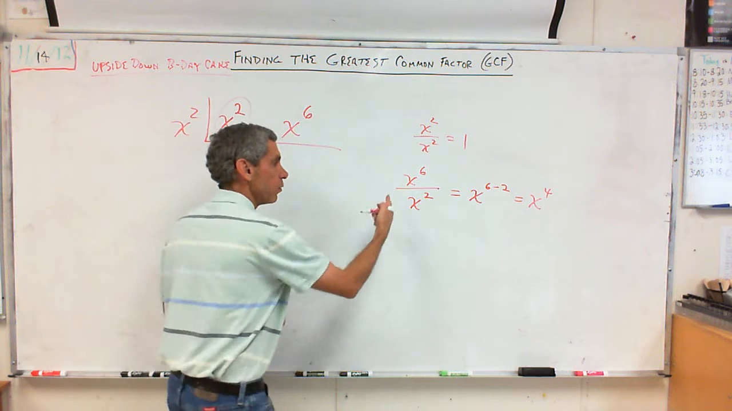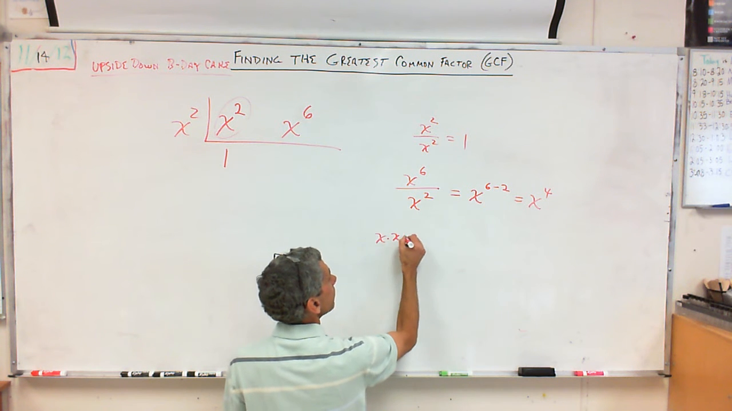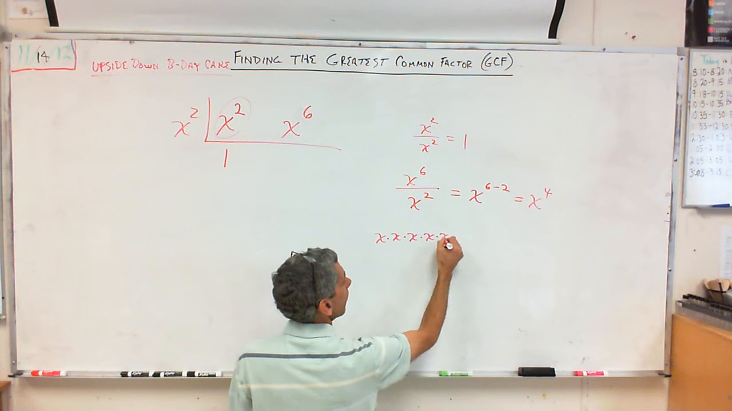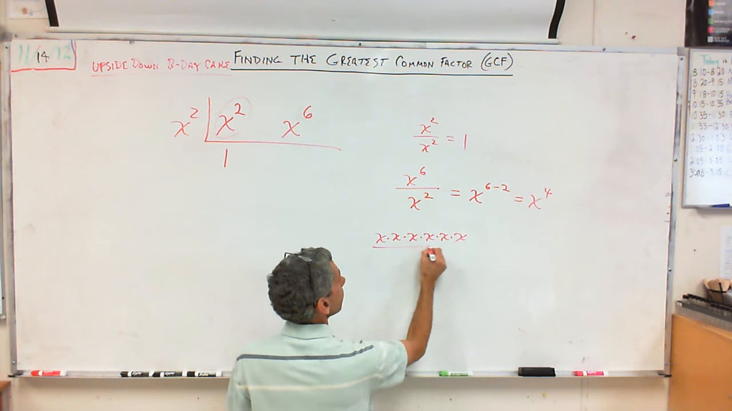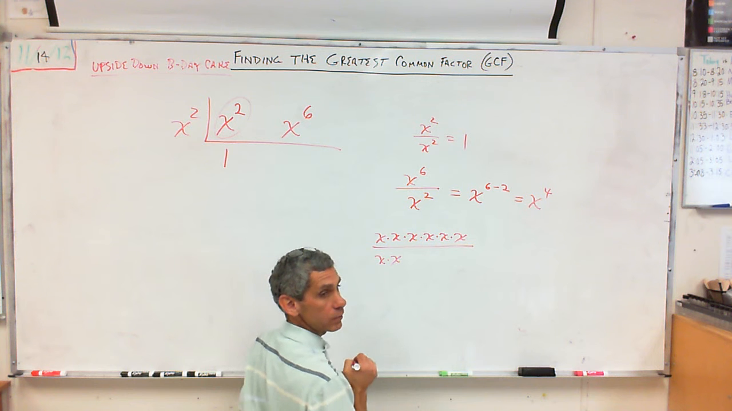And it works. Let's just do it the long way. X to the 6 is the same as x times x times x times x times x times x, right? X squared is x times x, right? Yes? Yeah, cross them out.